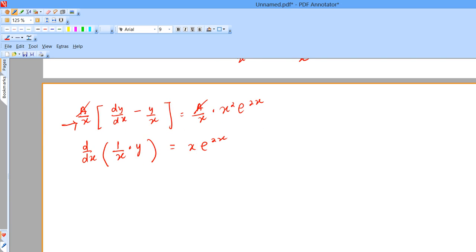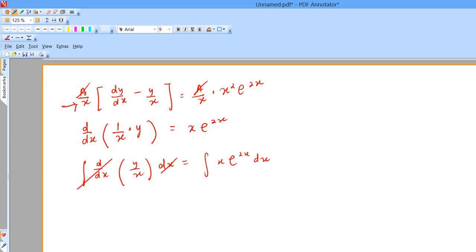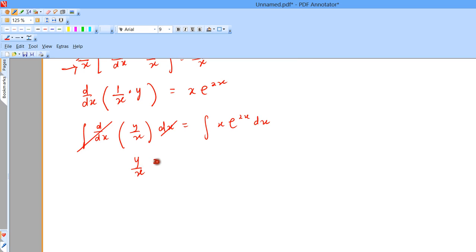So next, apply integration on both sides. Integrate d over dx of y over x with respect to x equal to integrate x e power of 2x with respect to x. So on left hand side, we can cancel out. We get y over x equal to, and now we want to integrate on right hand side. Firstly, we can integrate this function using u substitution, because if we let u equal to 2x, we still can cancel out this x. Since this is the product of two different functions, we can apply integration by parts.